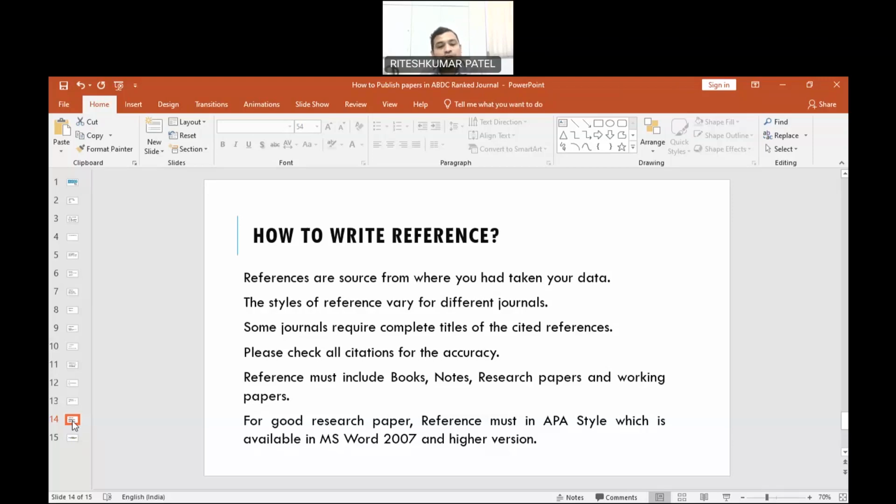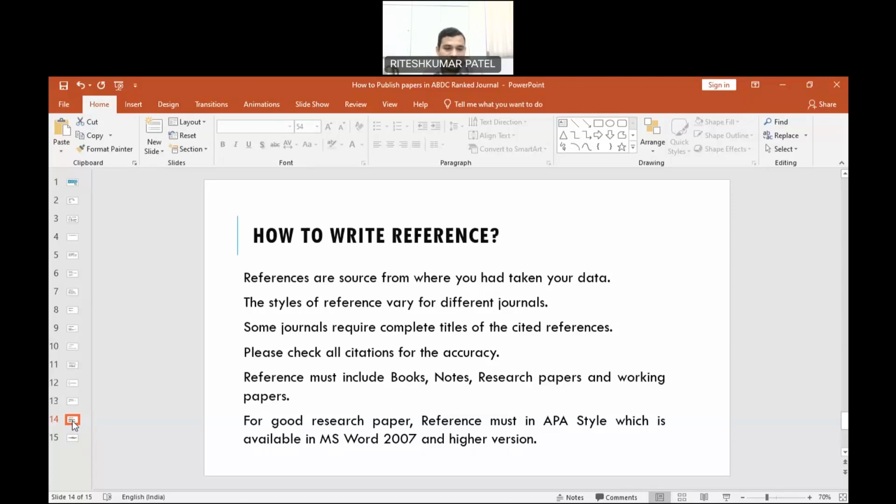So for a good research paper, the references must be in an APA style, which is available in MS Word 2007 and higher versions. So over there, basic options are available. One can just put the data and capture it over there. That is one way through which you can capture the data and put down your references.